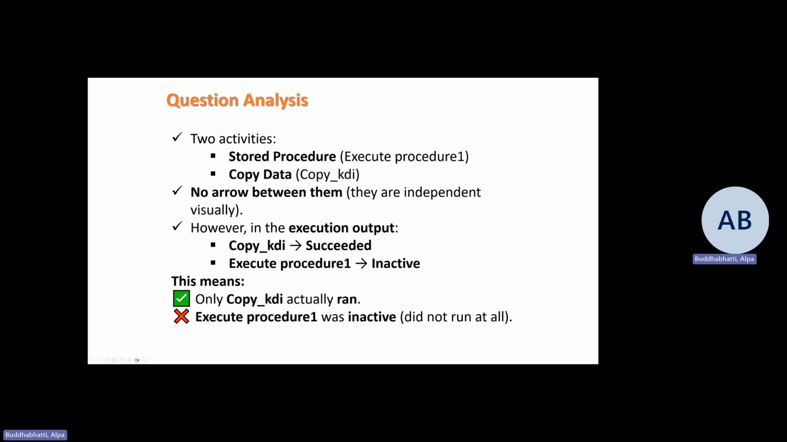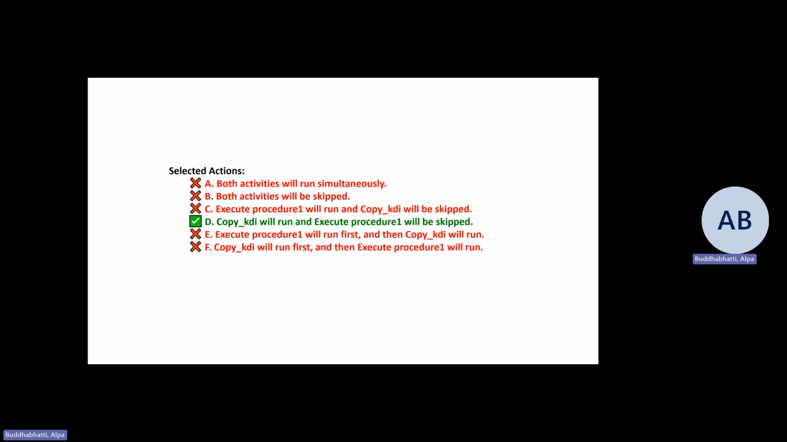That means only the copy activity actually ran and the stored procedure was inactive, so it skips. So this is the correct option. It's D: the copy activity will run and the execute stored procedure will be skipped. And these are the other incorrect options.